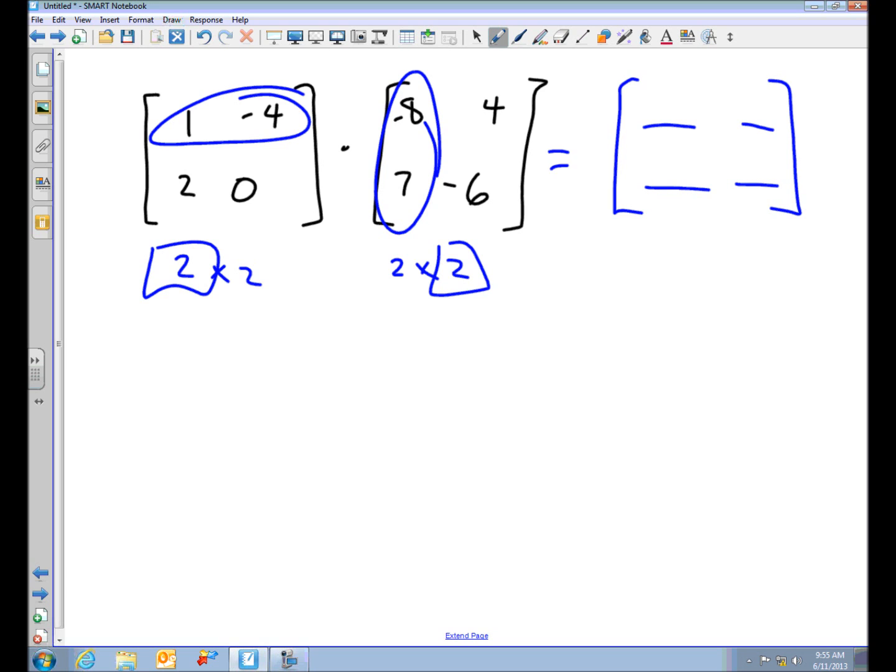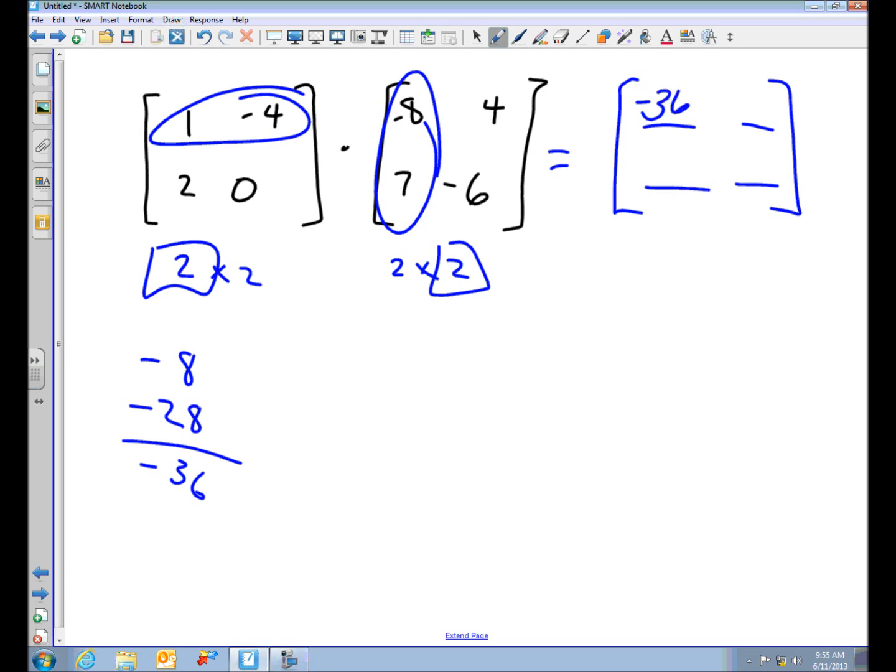And then we go ahead and we multiply. We do 1 times negative 8, that's negative 8. Negative 4 times 7, it's going to give us negative 28, I believe. Yeah, and then we add the two together. It's negative 36. And that answer is going to go in the first row in the first column.